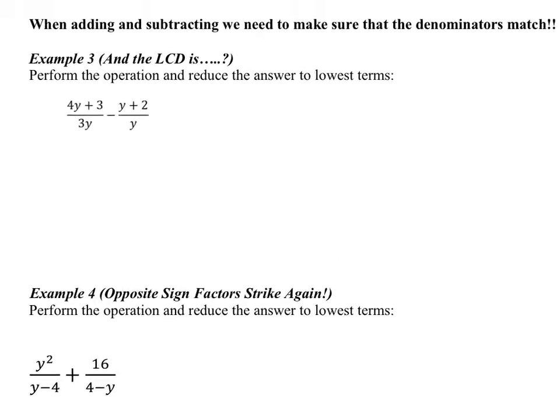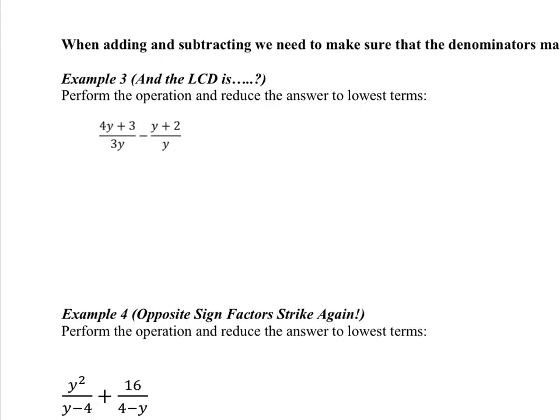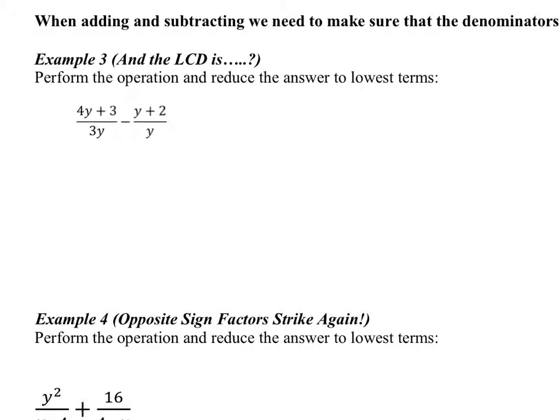Okay, so when we're adding, we have to make sure we have a common denominator. So that's what we have to check for. But remember, this is a subtraction problem here. So the first thing we should do is do the subtraction. If I don't do it now, I forget, and it's a big fat mess. So I'm going to do it now. 4y plus 3 over 3y. These are not the same, so I can't really combine them. But I'm going to change this to a plus and change all the signs of these guys. So it's negative y minus 2 over y.